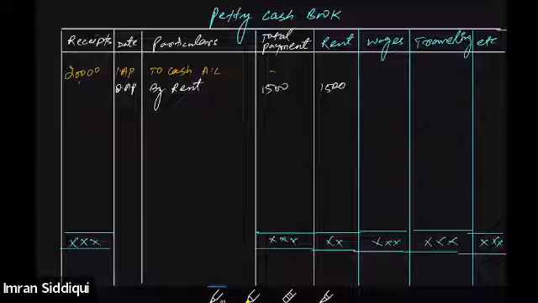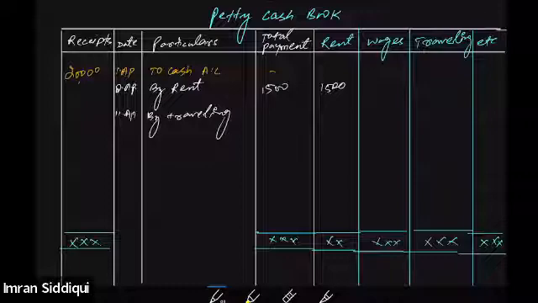Let's suppose on 11th of April we have paid for traveling. We will write down by conveyance or by traveling expenses. The amount will be written in this column. Let's suppose we have paid 2000 for the traveling. This will be indicated here. So this is how we will be recording the transaction. Apart from recording here, we will also indicate it in this column. So this is the basic format.